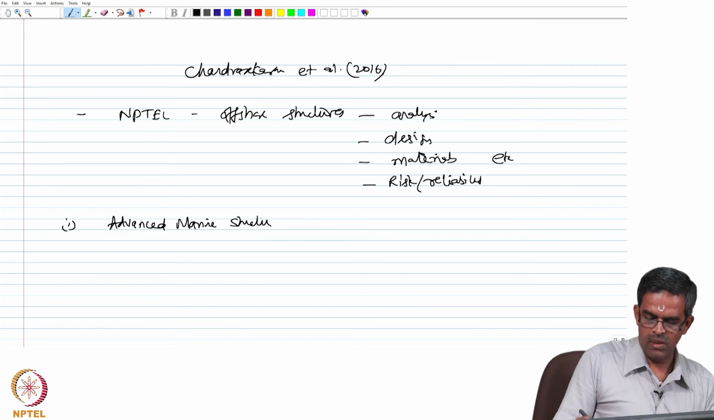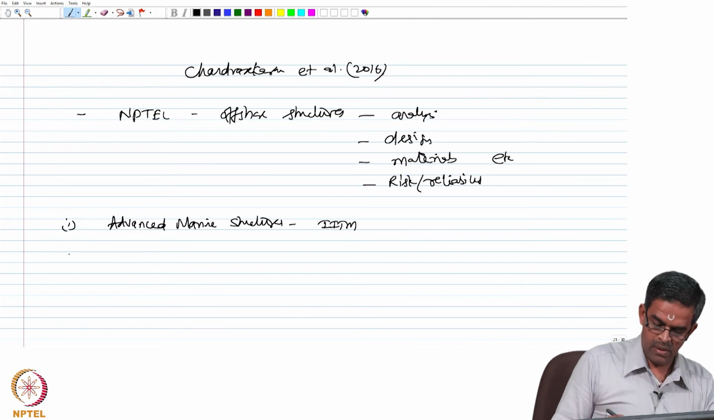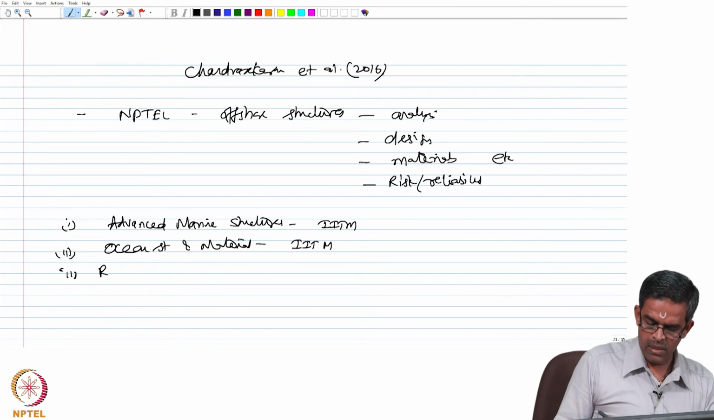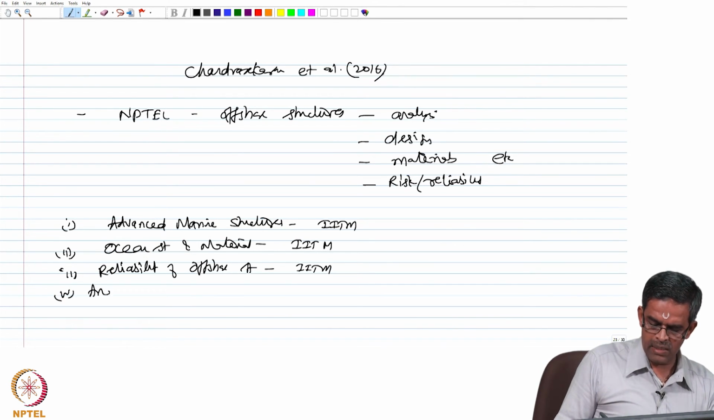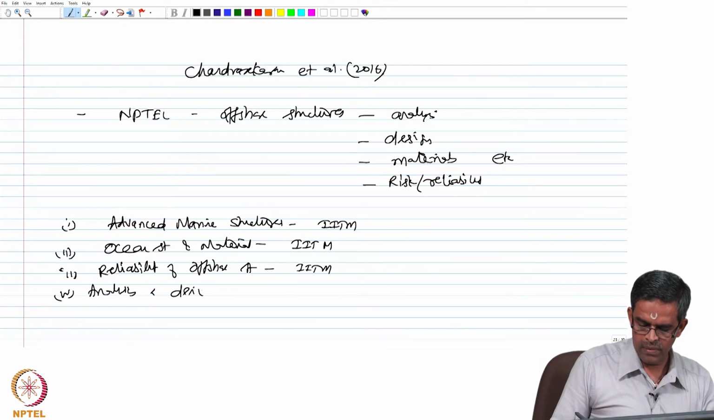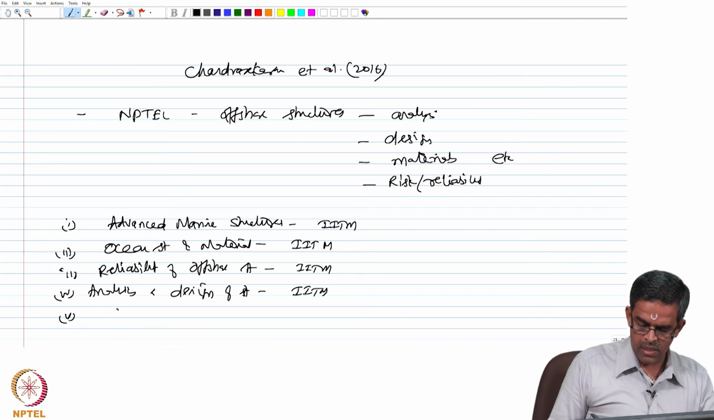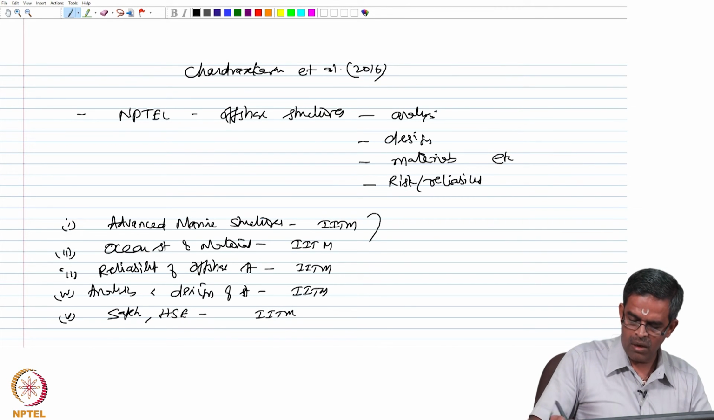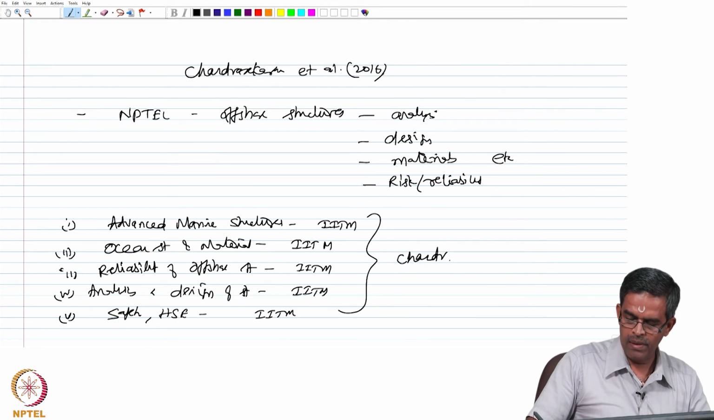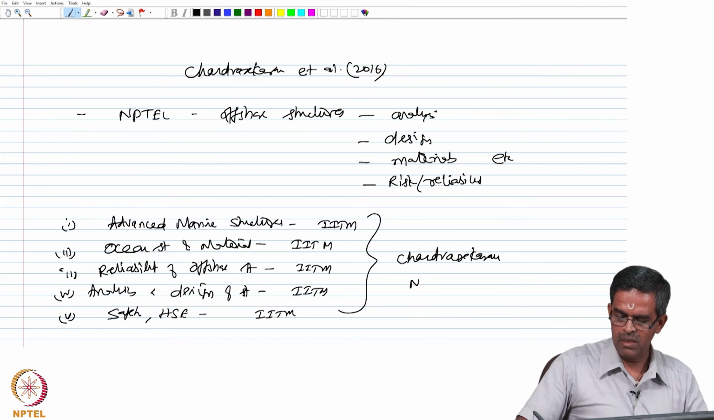an NPTEL course offered at IIT Madras. The second could be ocean structures and materials, an NPTEL course offered at IIT Madras. The third could be reliability of offshore structures, offered at IIT Madras. The fourth could be analysis and design of offshore structures, again at IIT Madras. The fifth could be safety, HSE in offshore and petroleum engineering, again at IIT Madras. All are offered by me and the open notes are available in the literature at the NPTEL website.